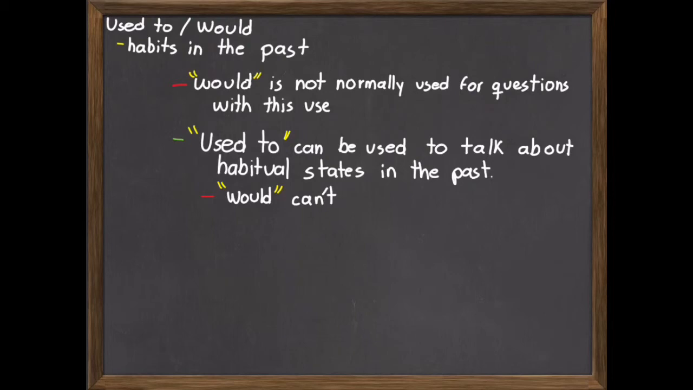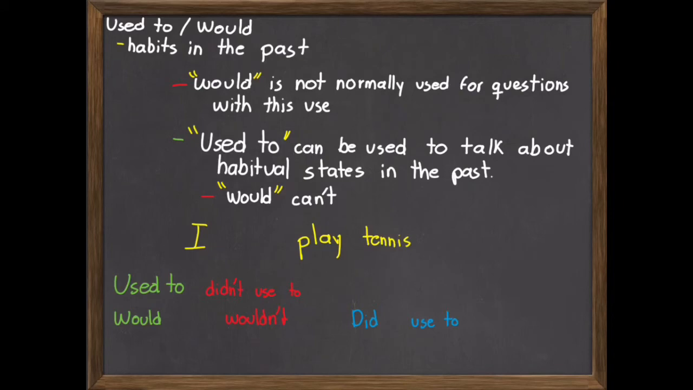Now, let me explain the structure. The structure would be that these words go after the subject and before the verb or the action that you're describing. Let's look at this example. I play tennis. That's in the present. Now, if you're talking about a habit in the past, you can say I used to play tennis or I would play tennis. Like that.